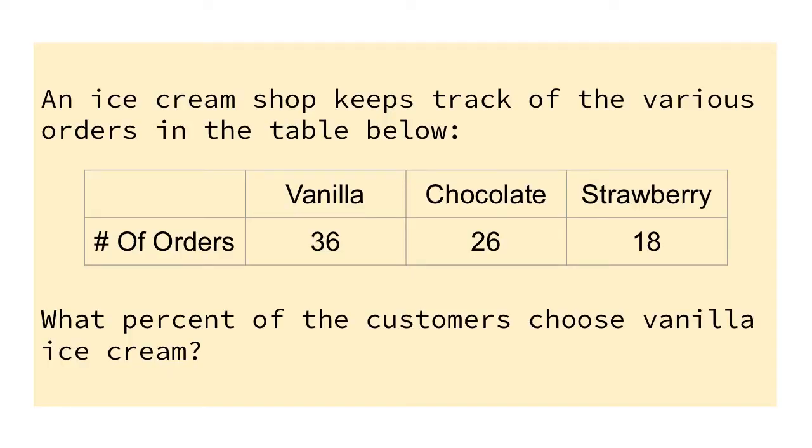Problem number 1 says, an ice cream shop keeps track of the various orders in the table below. You'll notice they sell 36 vanilla, 26 chocolate, 18 strawberry. I'd like to think those are cones. The question is, what percent of the customers choose vanilla ice cream? I want you to stop me here, work it out, and then come back when you have an answer.